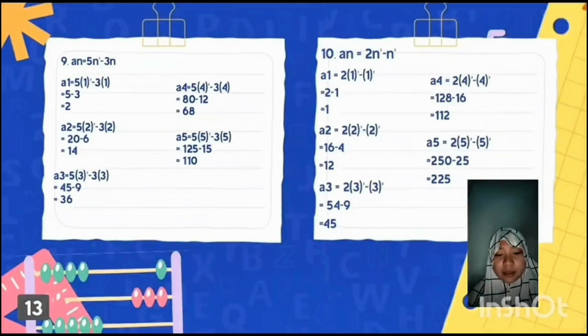So, we have the number 9. Here is the formula of number 9. An equals to 5n square root of 2 minus 3n. So, ulitin din natin. Okay? Yung n, papalitan lang natin ng numbers ng 1, 2, 3, 4, and 5. So, we have here number 1. Yung 1 siya. Pinalitan natin lahat ng n, ng numbers.